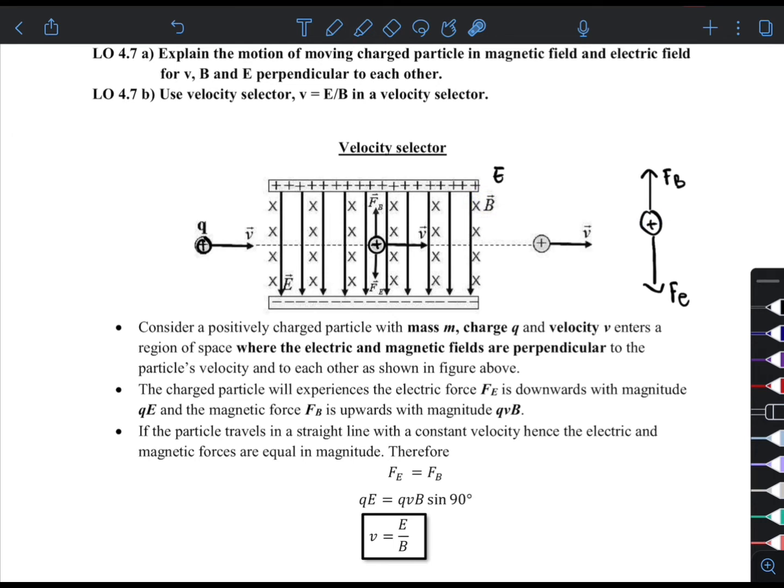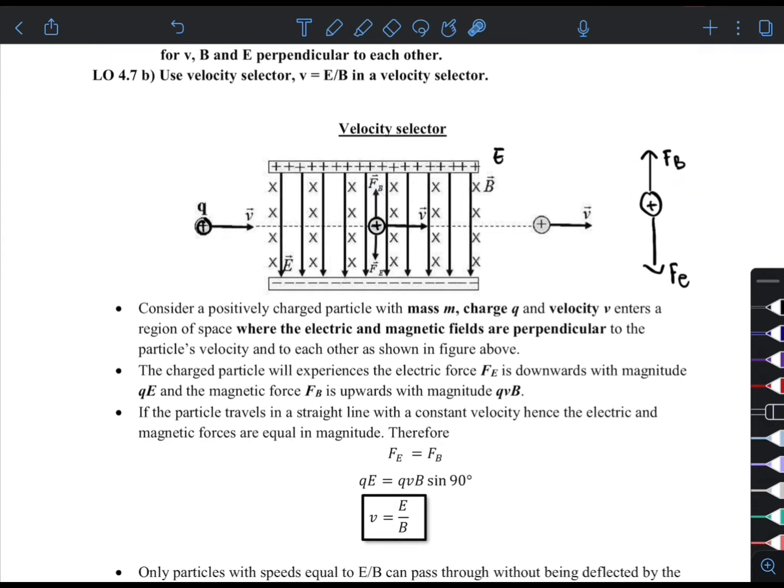So menggunakan right hand palm rule, your fingers here akan point in the direction of velocity, iaitu ke kanan. And then your palm sekarang akan point into the page, iaitu direction of your magnetic field into the page. Dah letak tangan, sekarang kamu tengok thumb kamu akan point upwards of the page. Dia akan point ke atas. Ini adalah kamu punya magnetic force.